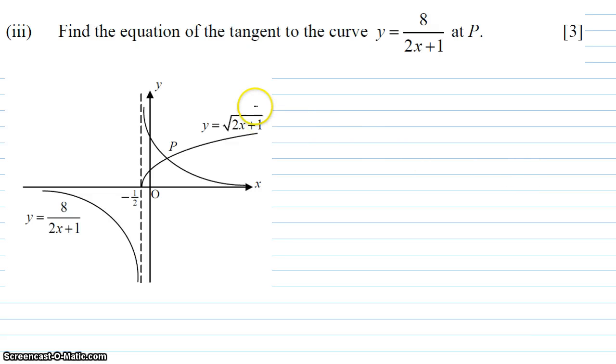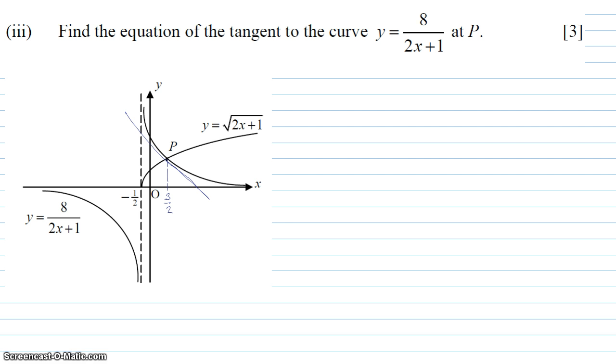Part 3 isn't actually an integration question at all, it's a differentiation question. We're asked to find the equation of the tangent to this curve at the point P. The point P, recall, is here. So I've got a tangent that looks something like that. Sorry, it should actually cut at the point P. And I know also that this point here has an x coordinate of 3 upon 2.